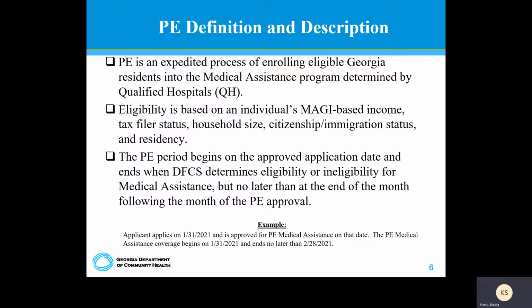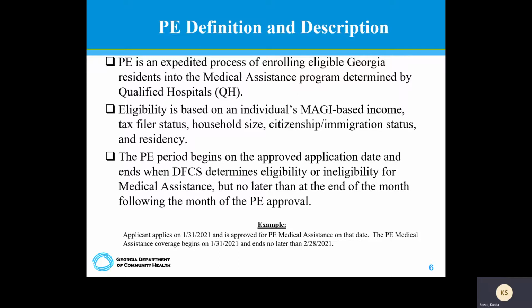So if someone came in your office and applied on March 1st, 2021, was approved, the PE period will be March 1st, 2021 through April 30th, 2021. So it always starts on the date that they apply. And presumptive eligibility does not revert back to the first of the month like full Medicaid would.